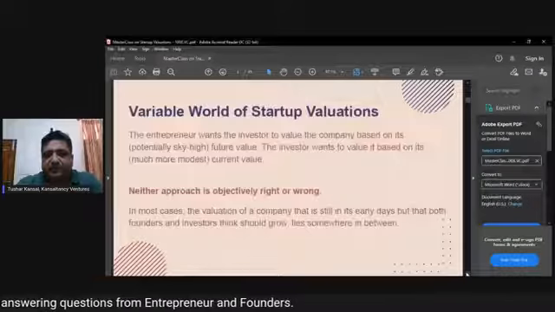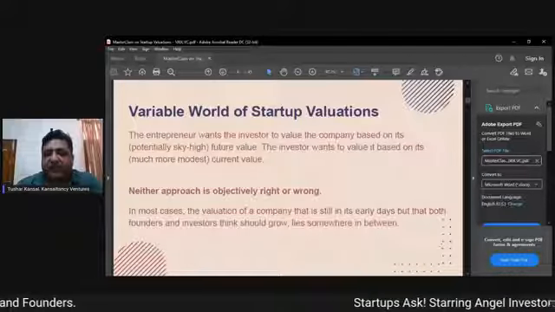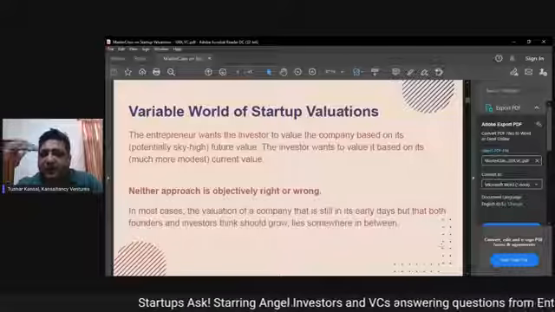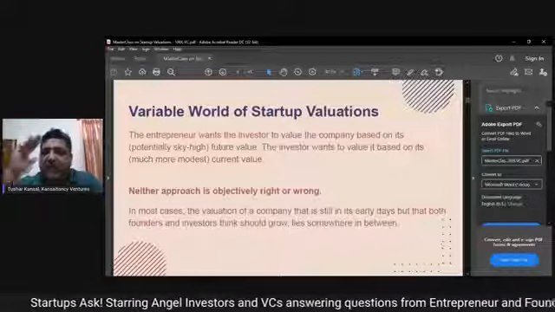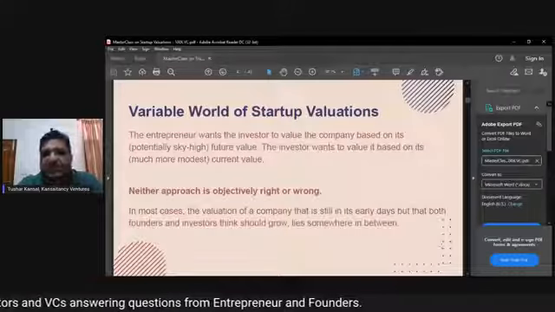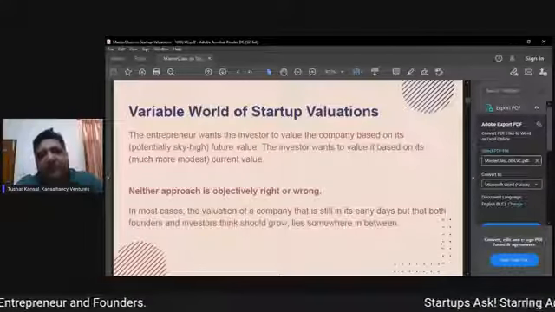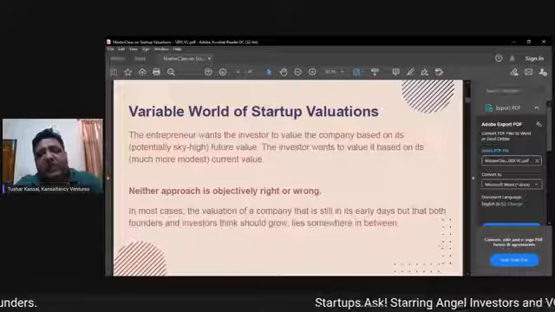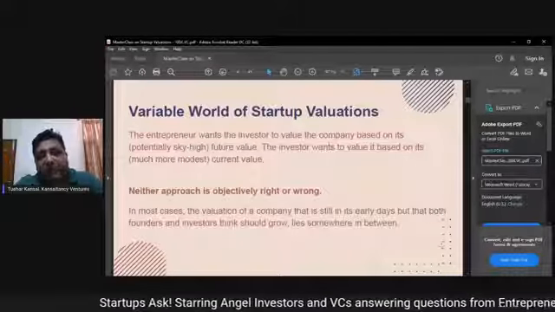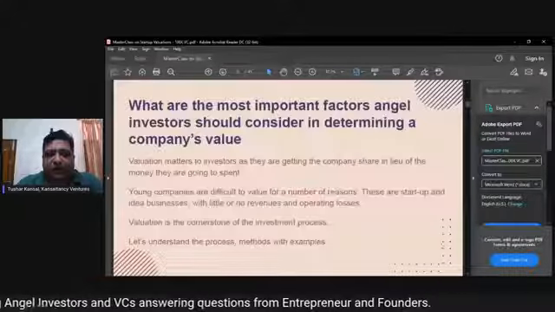Next, the entrepreneur wants the investor to value the company at a high price, future value, and the investor wants to value the company at the modest current value. So investors always say, "What is the current business?" And the entrepreneur always says, "Look at the future, where we are going and what we are creating." So neither approach is right or wrong.